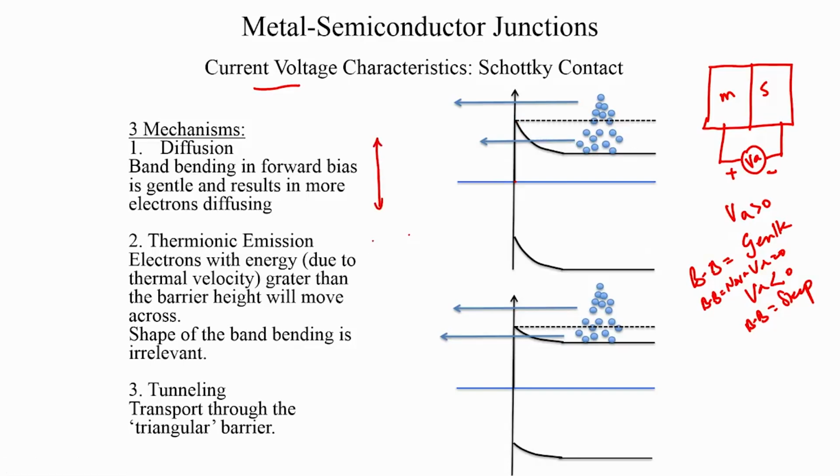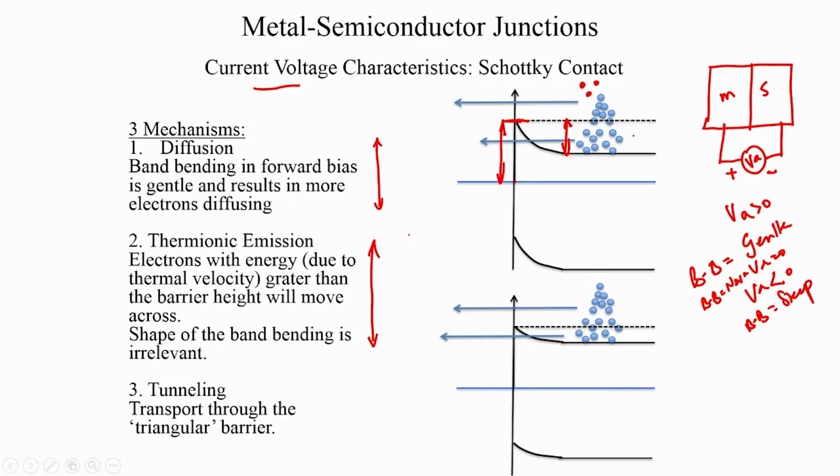Now, thermionic emission is a little different. What thermionic emission says is that irrespective of what this band bending looks like, we really do not care about the band bending. We only know that the barrier that we need to cross from the semiconductor to the metal side, we have to cross this barrier, and from the metal to the semiconductor side we have to cross that barrier, and we only look at those electrons that have large enough energy and large enough velocity.